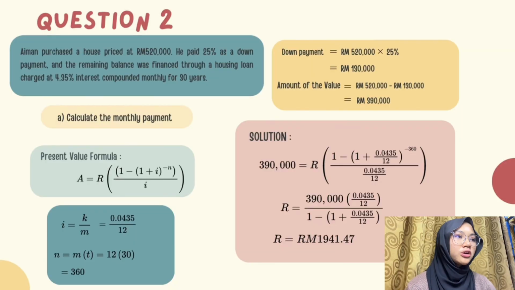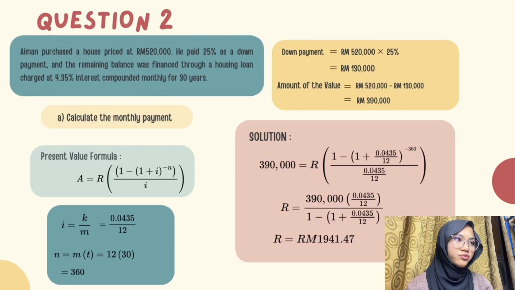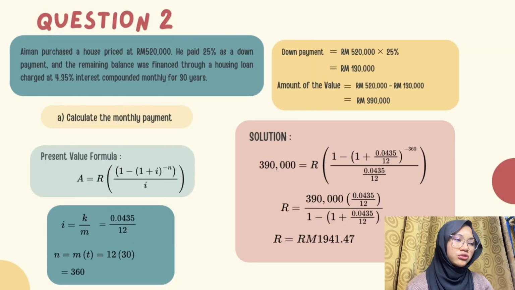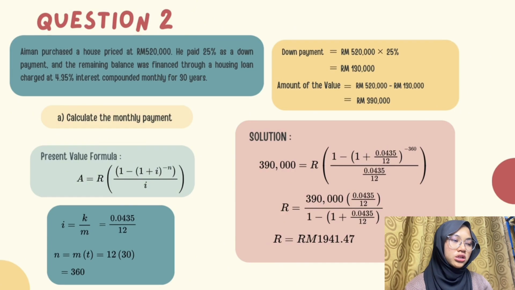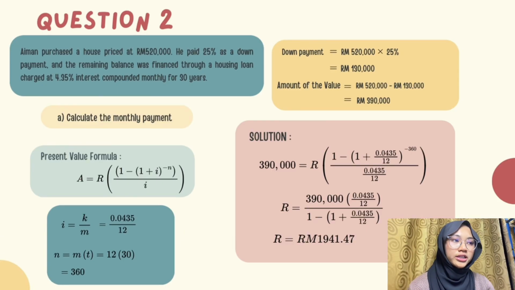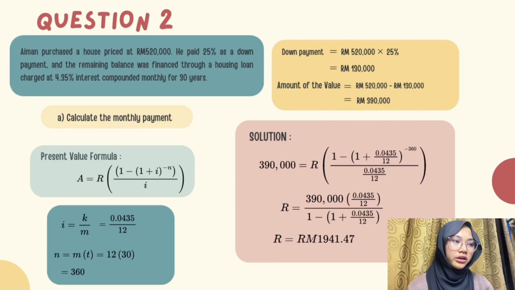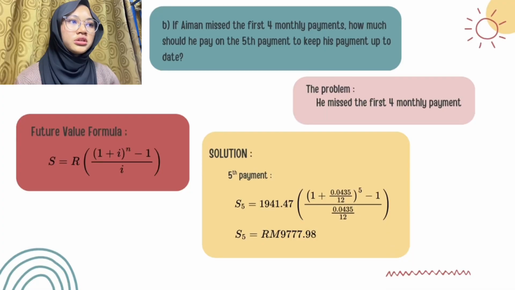So first, we need to find the down payment. We calculate the down payment first, which is 530,000 ringgit times 34%, and then we got 130,000 ringgit. So to find the amount of the loan, which is A, 530,000 ringgit minus the down payment, and then we got A is 390,000 ringgit. So next, let's substitute all the values into the formula, and then we got R is 1,941 ringgit 47 cents.